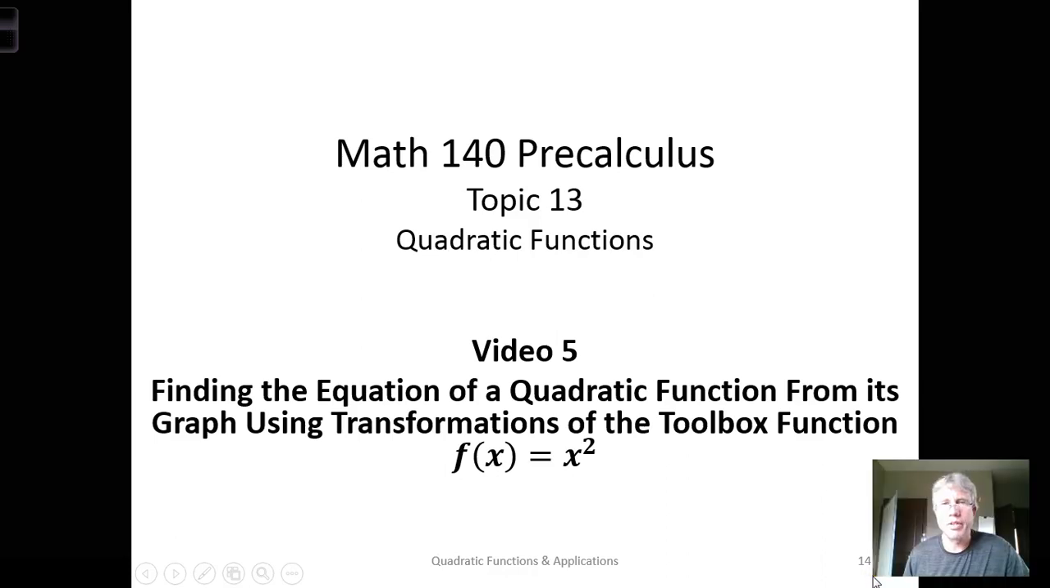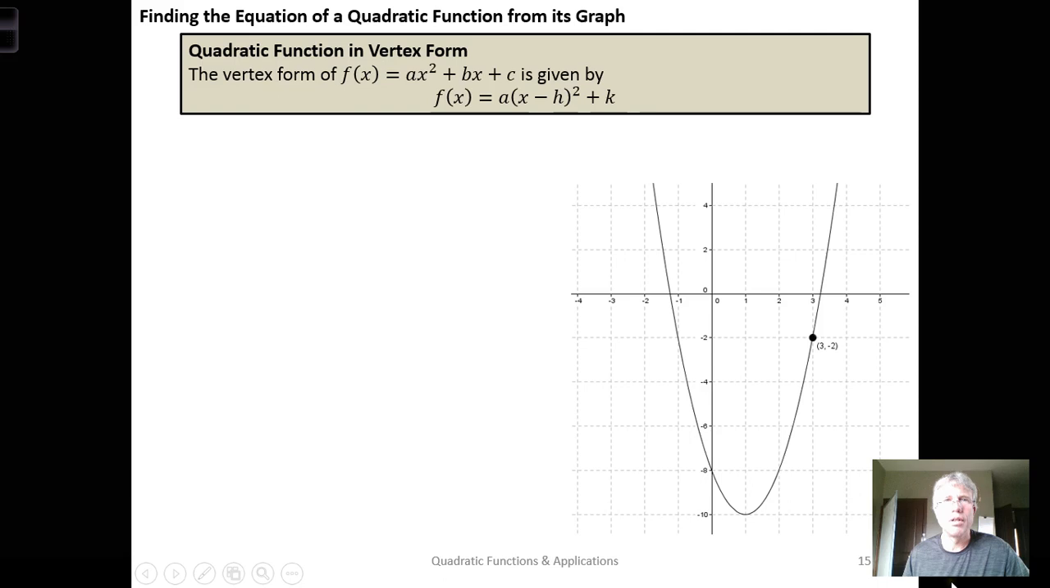So in this video, video 5, we're going to find the equation of a quadratic function using the graph of the parent function x squared and thinking about the transformations that have been applied to the toolbox function x squared to create the new function.